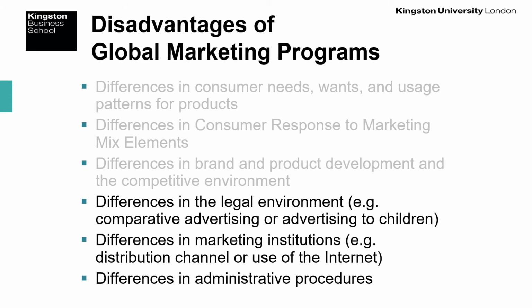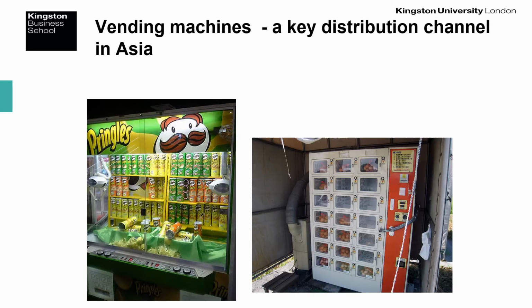And there can be differences in general administrative procedures regarding accounting, finance, legal policies, and so on. So just going back to marketing administrative systems like distribution channels, here's an example of vending machines. Of course, we have vending machines all over the world. They are ubiquitous. We're used to them.